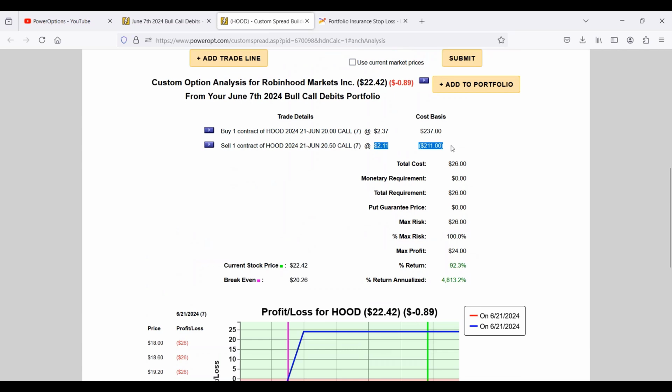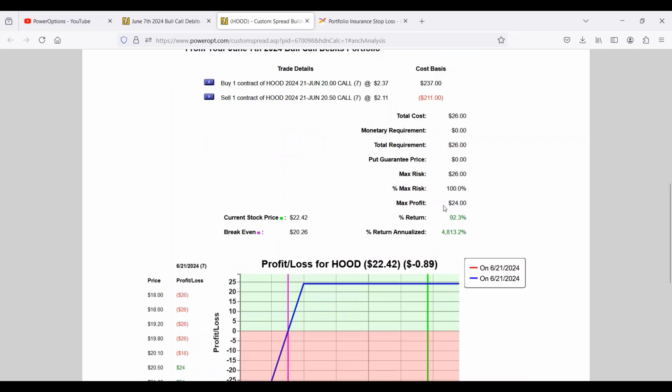selling the 20.50 strike, the upper end of the bull call debit, for 2.11, and paying 2.37 for the 20 strike. 26-cent net debit in a 50-cent spread. So the max profit is 24 cents, or 92.3%.